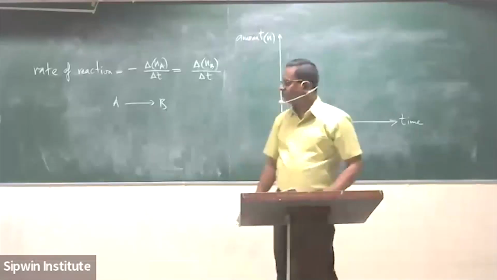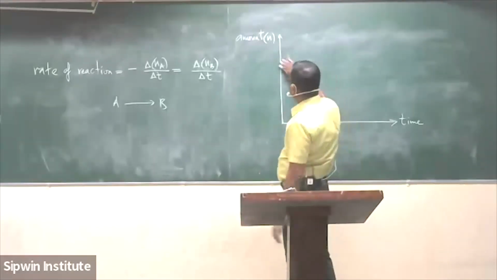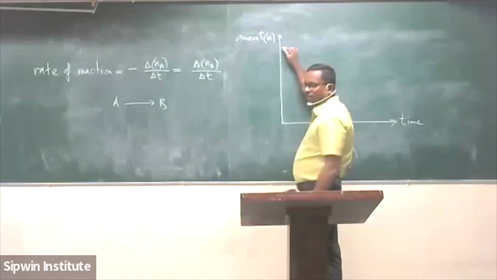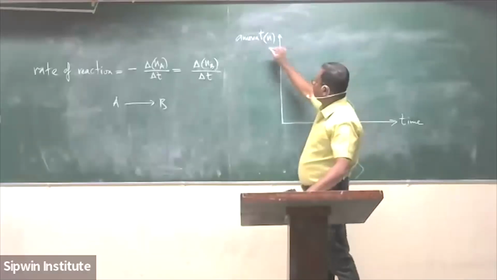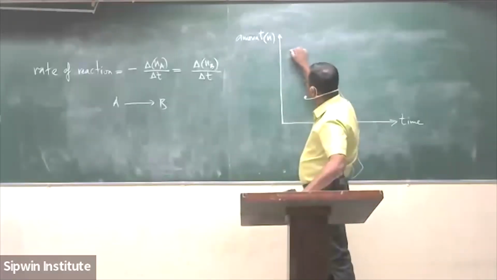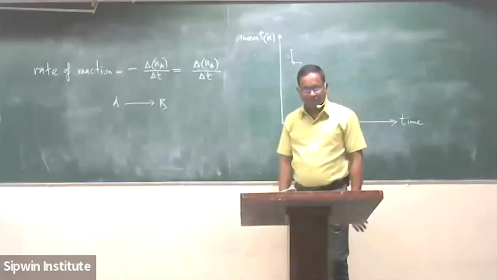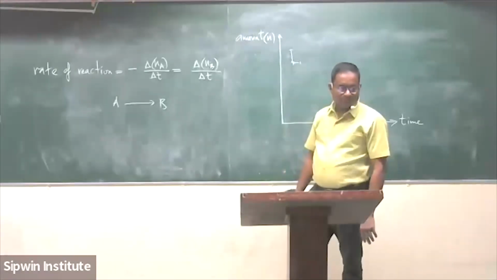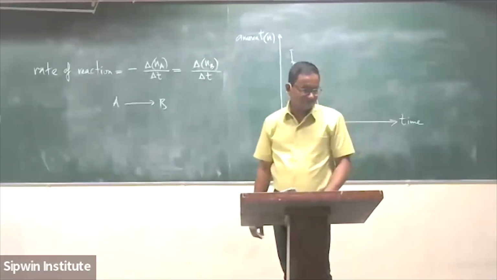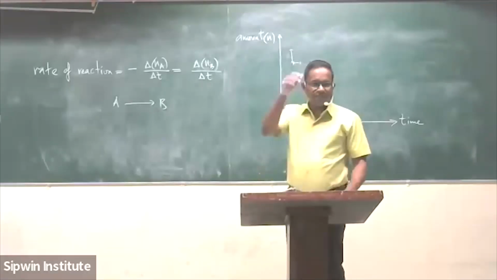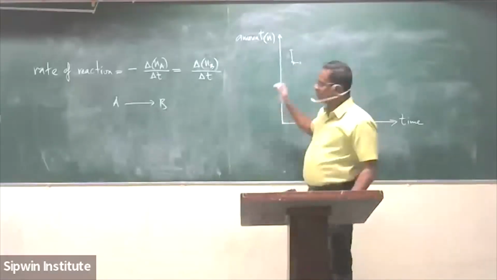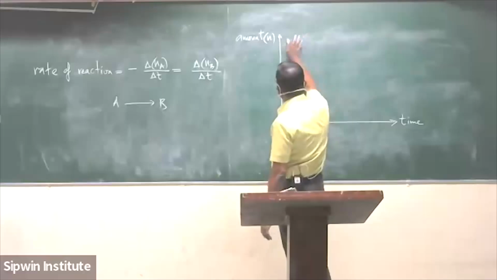Right? Here, when you are drawing the plots, at the beginning the rate is high. Amount difference divided by time period means the gradient. So at the beginning the gradient is high, but with time the gradient decreases. Therefore we get this kind of variation.